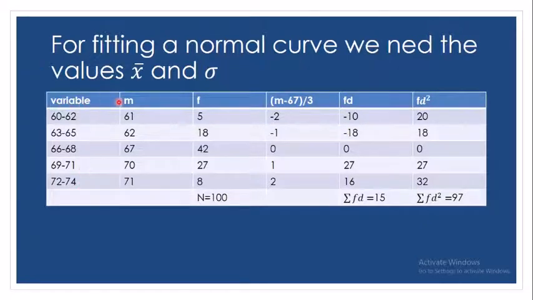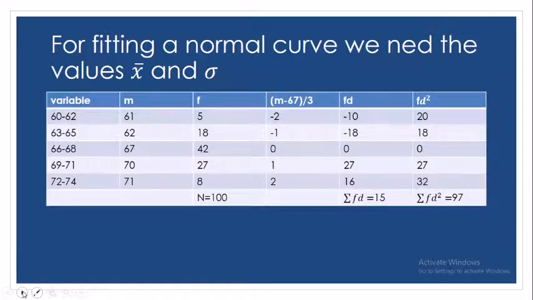Right now I just wrote it as variable. In the second column, I took the midpoints of each class. In the third column I wrote the frequencies. So what are we going to do now? We are going to find out x bar and sigma. In the fourth column I'm going to find out the deviations from the midpoint. Now 67, you might be wondering what is 67. 67 is my assumed mean.